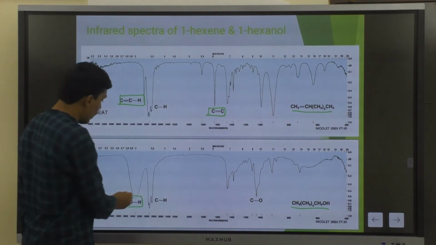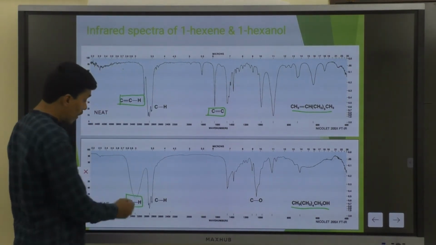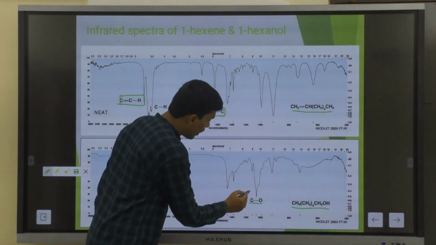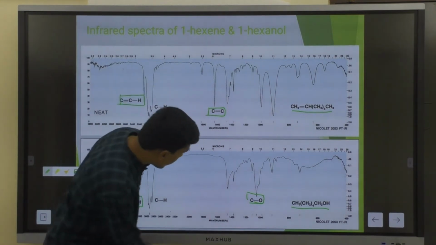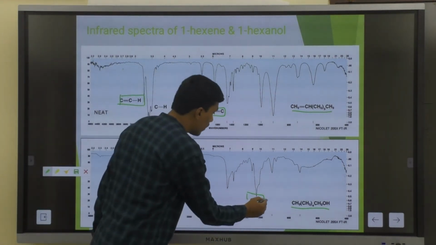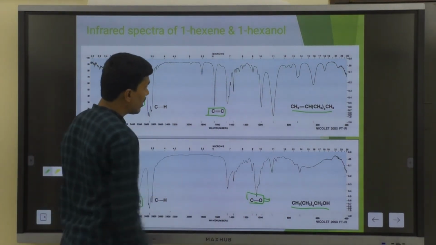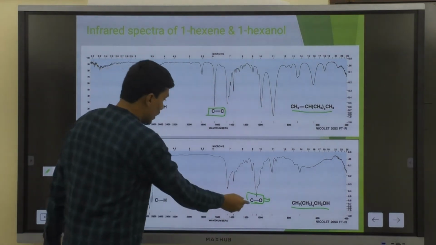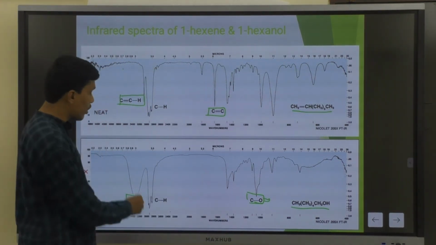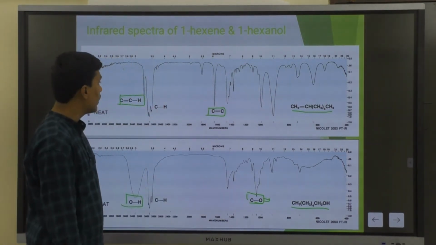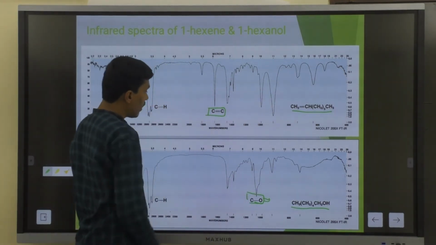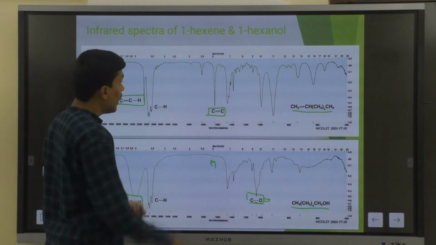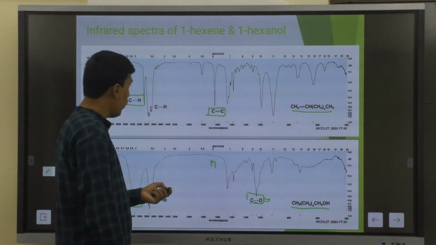Whereas for hexanol, we can see the broad peak around 3300 centimeter inverse, which is the characteristic peak for OH, or alcohol. And we can also see the CO stretching frequency around 1100 centimeter inverse, which is for C single bond O stretching. At 1100 or 1200 centimeter inverse, the peak is absent here. So the characteristic peaks for alcohol are OH at 3300 and C single bond O at 1100 centimeter inverse. Whereas for hexene, we can see C double bond C at 1600, where the peak is absent here, and double bond CH at 3000 centimeter inverse. Like this, we can distinguish any two pair of compounds.